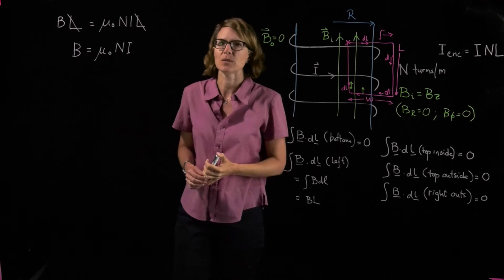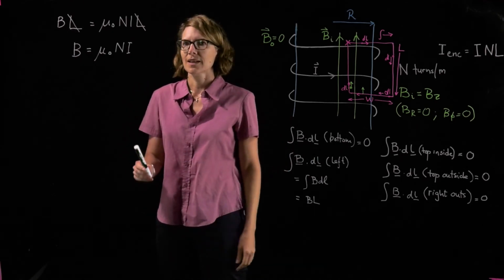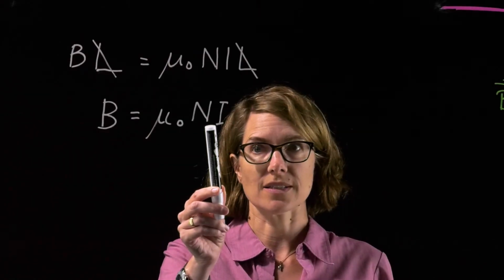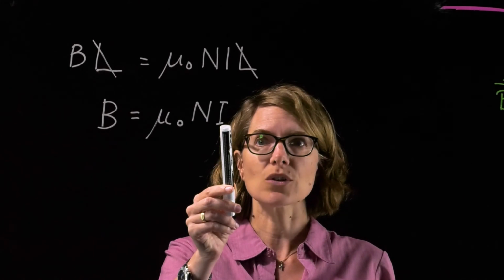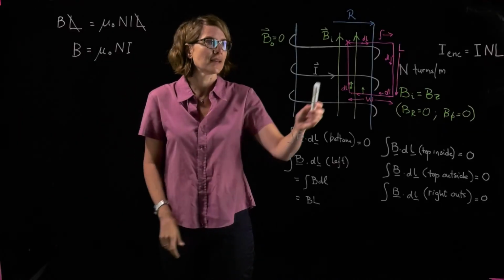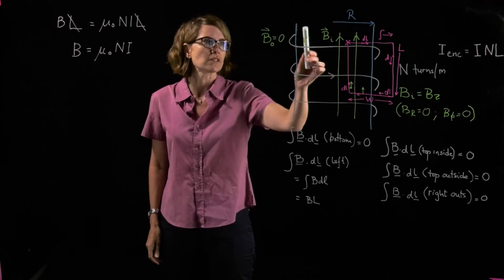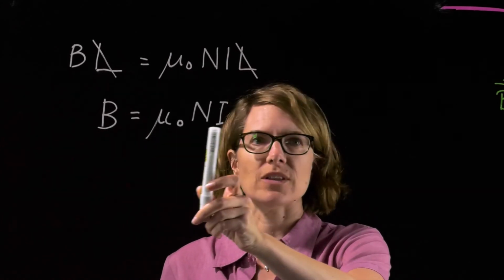So this expression that we've found shows us that the magnetic field depends on the turn density and the current, and not on the position R within the solenoid. So it doesn't matter where you are within the solenoid, the magnetic field will always have this magnitude.